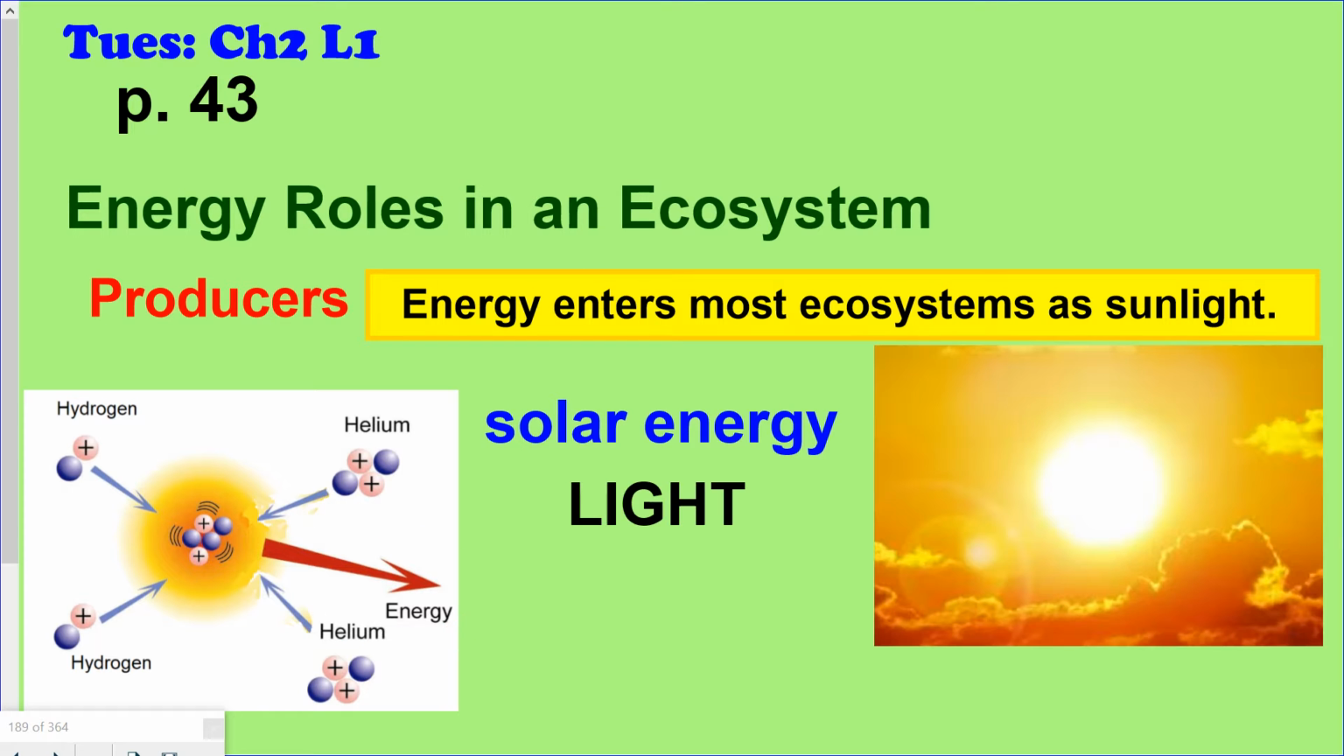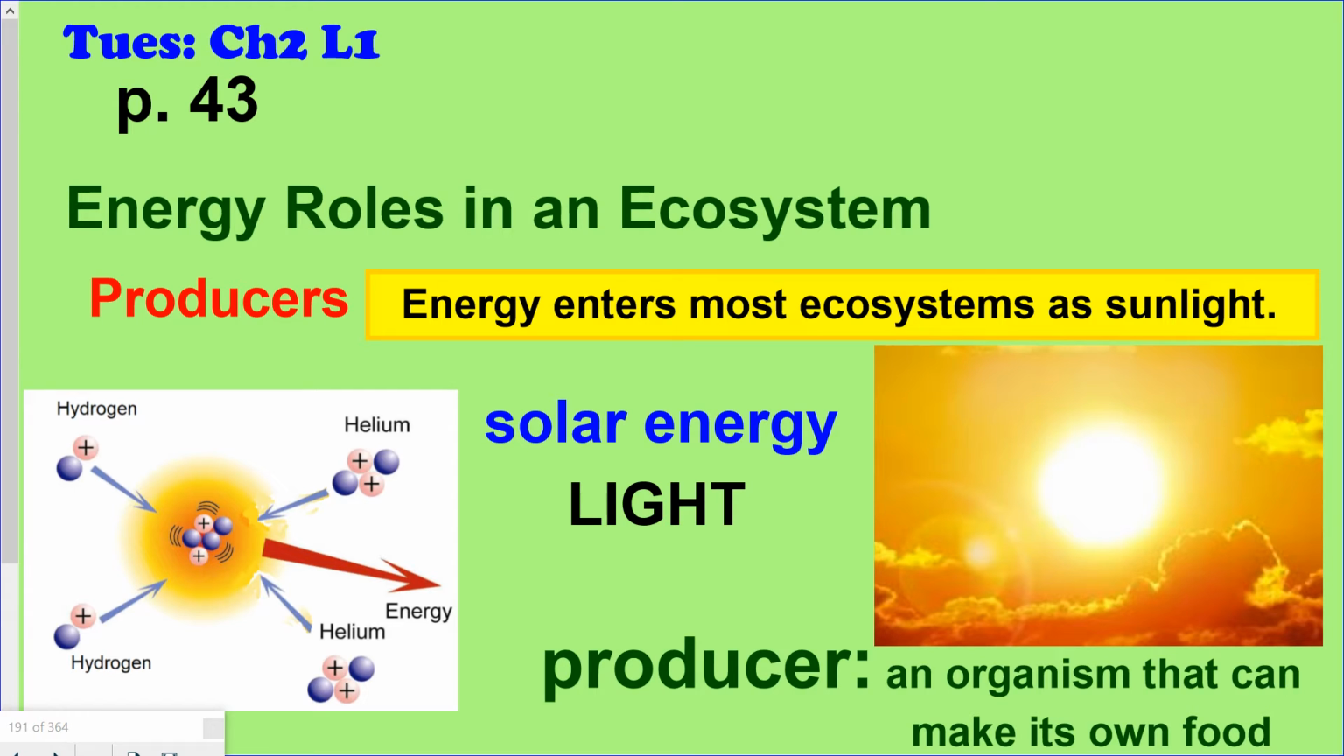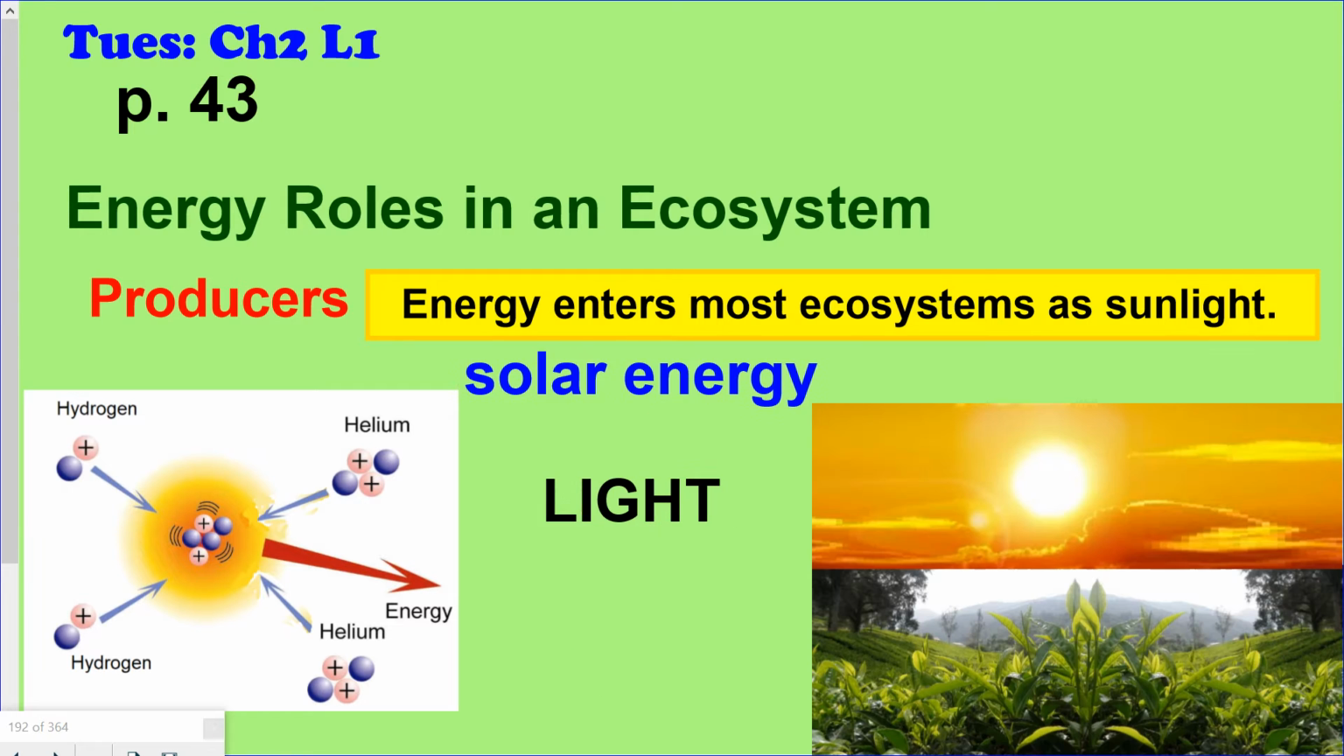So solar energy is just simply the light that's taking place. The light, therefore, is being absorbed by certain types of organisms, and those organisms are the producers. They can use the sunlight to create their own food. So a producer is simply an organism that creates its own food, makes its own food inside of itself.